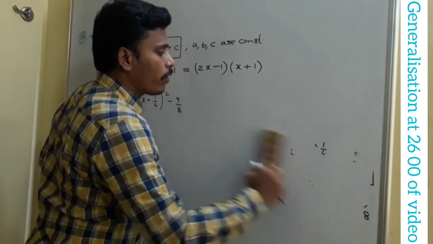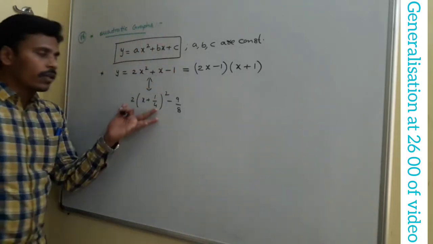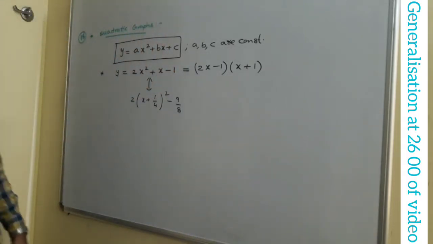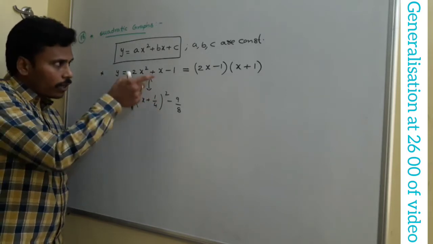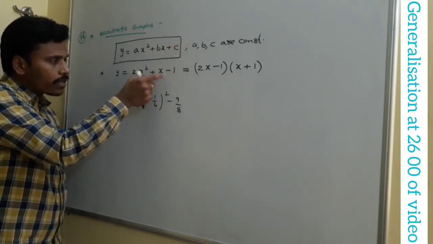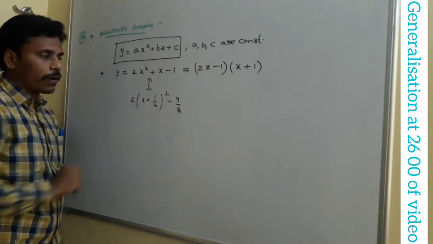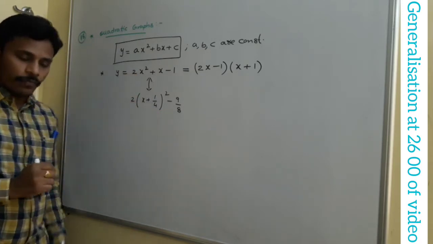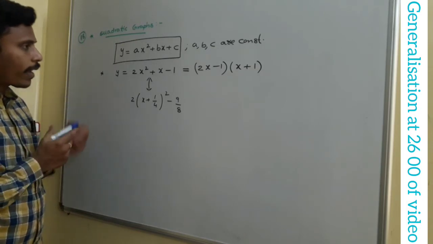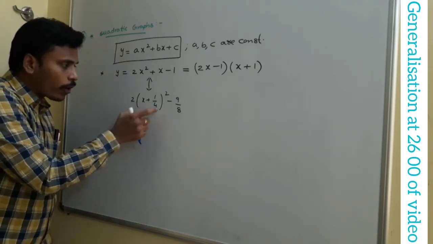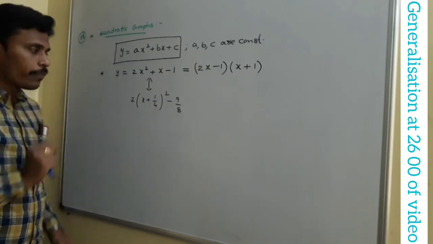Now, just think for some time about this 2 into (x plus 1 by 4) whole square minus 9 by 8. These two are the same. Analyzing 2x square plus x minus 1 is nothing but analyzing this perfect square form, because these two are the same. Now if you wish to analyze, look at (x plus 1 by 4) whole square.